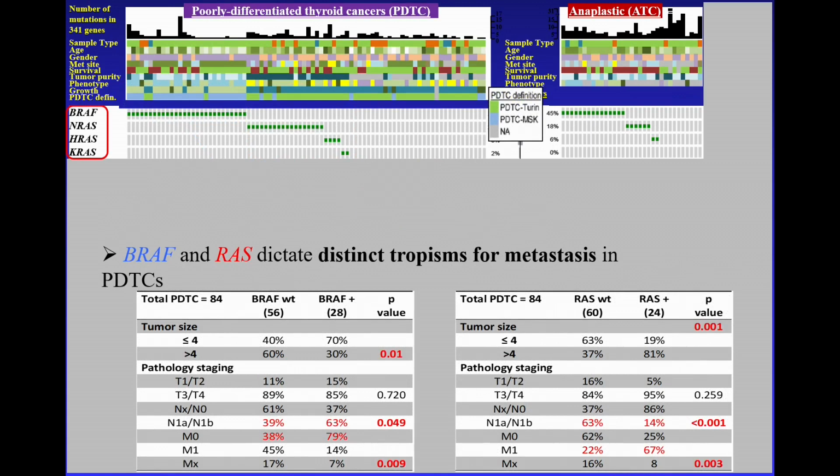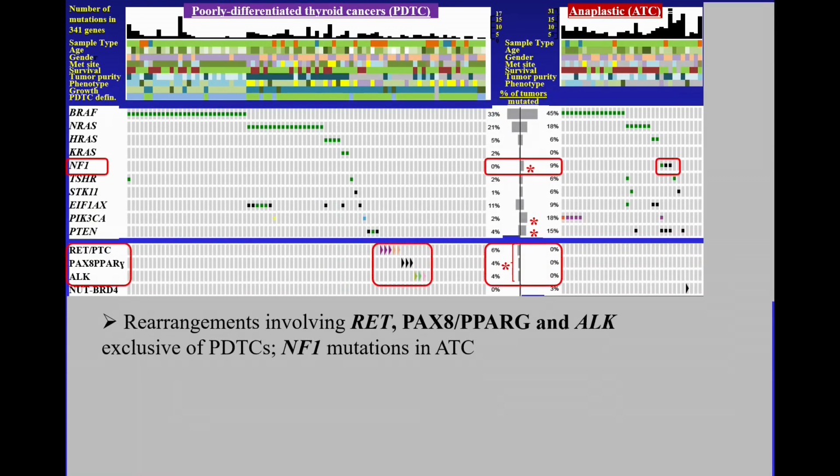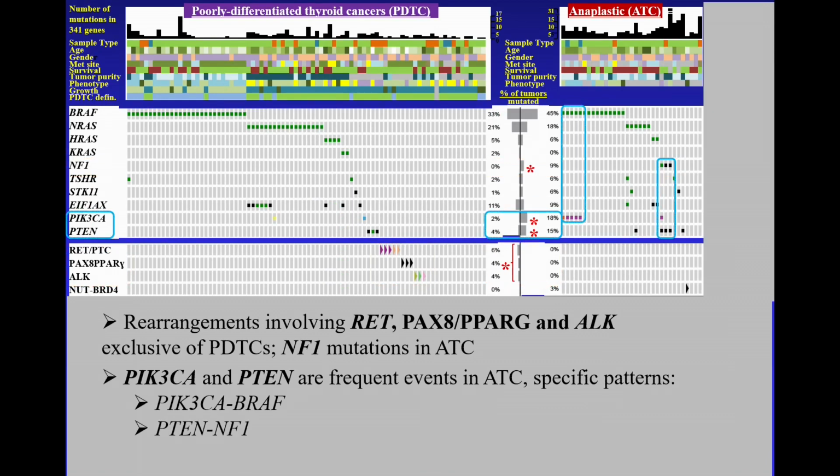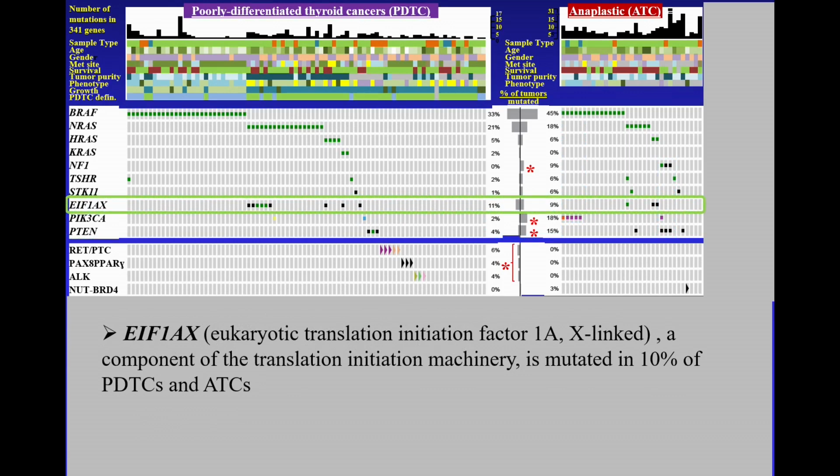Now, this is also important because BRAF and RAS have distinct tropism. If you have a BRAF tumor, the carcinoma cell will travel first to lymph nodes, then to distant sites. Whereas if you have a RAS tumor, the tumor will travel to a distant site, bypassing the lymph node. Now, of course, there are other things that play a role, some rearrangements like PAX8, PPAR gamma, and RET. Not that many PIK3CA and PTEN mutations. Not much P53 mutation, actually, also. I forgot to put it here.